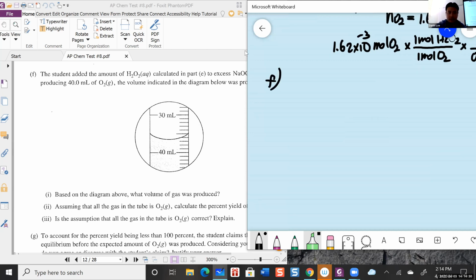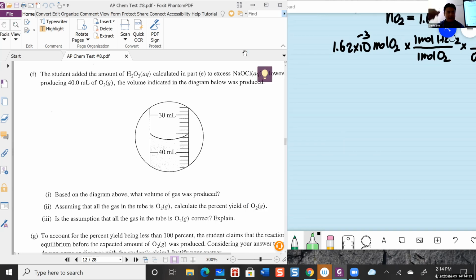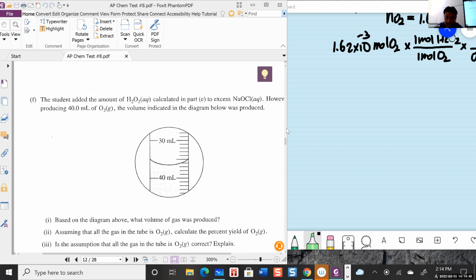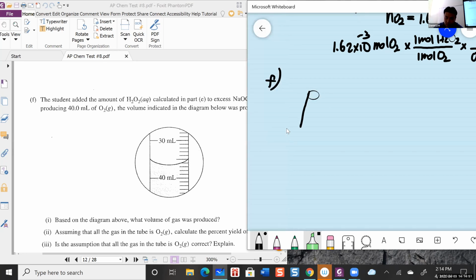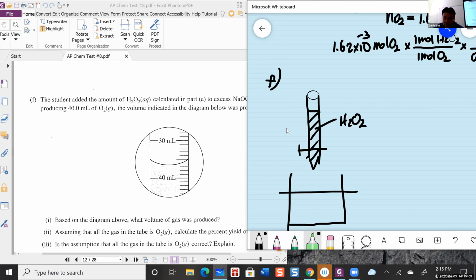So F. The student added an amount of hydrogen peroxide. Remember that's the burette. You drain hydrogen peroxide into the bleach on the bottom, the Erlenmeyer flask, producing oxygen. So this is what he is reading, okay? So again, I'm going to draw the burette out. It's hard to draw a straight line. Okay, so this is the burette, and what was in the burette again? It was hydrogen peroxide, and you add it to this Erlenmeyer flask. I'm just going to draw a beaker, and what's in here is OCl minus. All right, so this is what you're adding, and this is what you're reading.